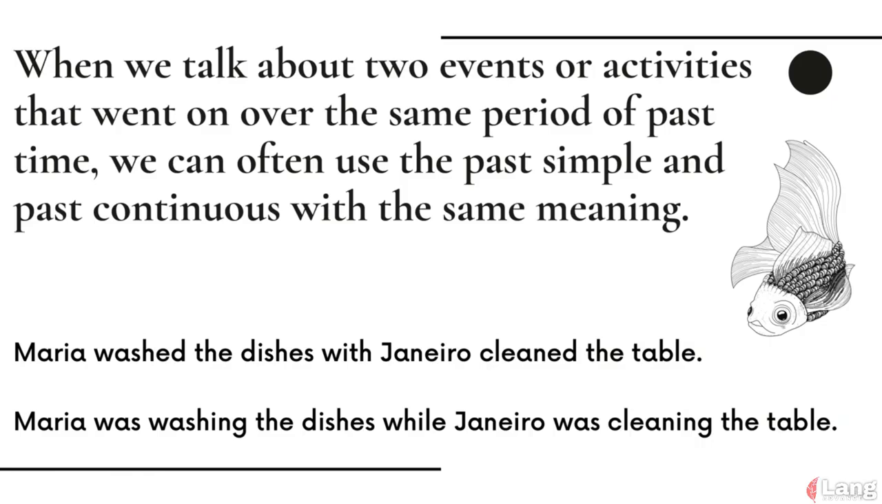The first advanced rule. When we talk about two events or activities that went on over the same period of past time, we can often use the past simple and past continuous with the same meaning. Sometimes the past simple and the past continuous can have the same meaning. Maria washed the dishes while Gennaro cleaned the table. Maria was washing the dishes while Gennaro was cleaning the table. These two sentences have the same meaning because the two activities or events went on over the same period of past time.